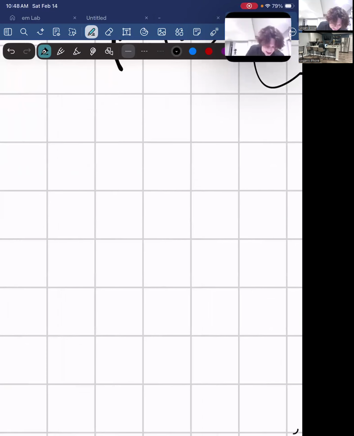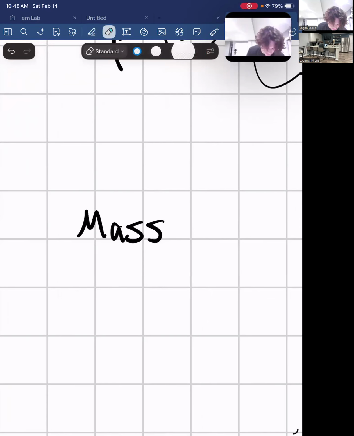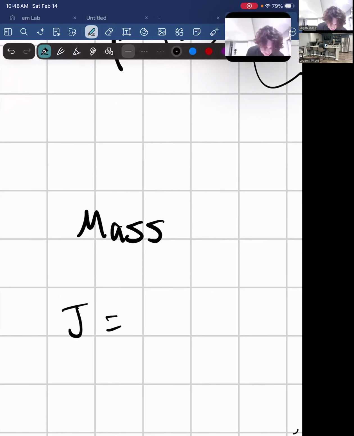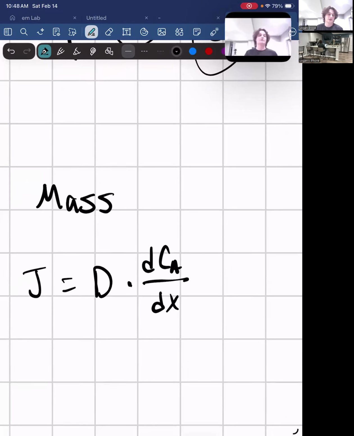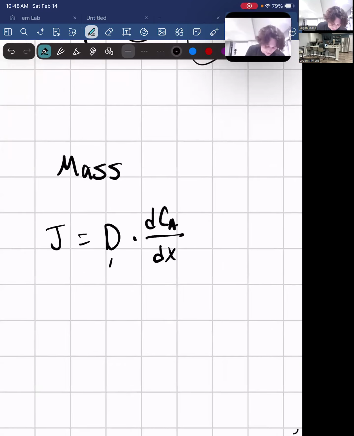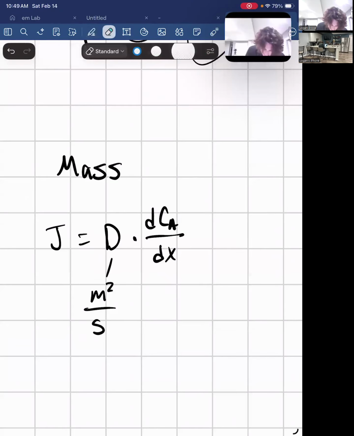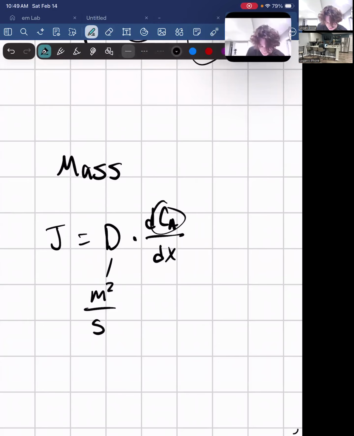Next, we'll go into mass, which, like I said before, is J equals the mass diffusivity times the change in concentration over the change in position. This we don't have to do anything to. This is our diffusivity. This will have meters squared per second units. And this is our concentration. Our change in concentration is a concentration gradient.